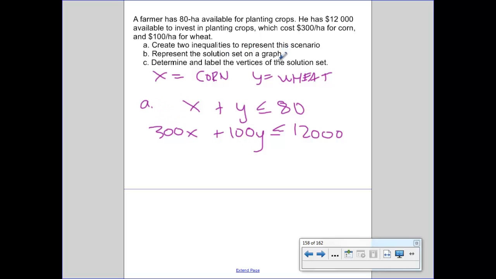Part B, we want to graph these. Well, if I'm looking to graph these, I need to get y by itself. So in the first equation, how do you get y by itself? Subtract x. So one of your equations is y equals 80 minus x. The other one's a bit tougher. To get y by itself, you've got to subtract the 300x. Good. And then divide it all by 100.